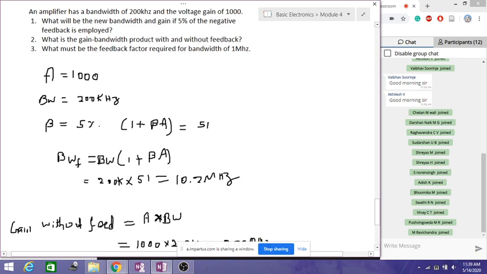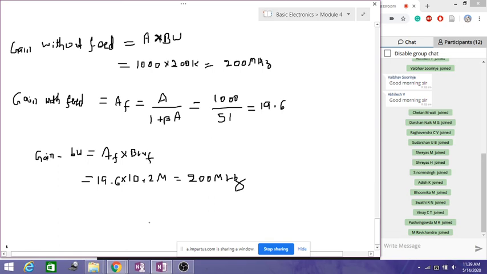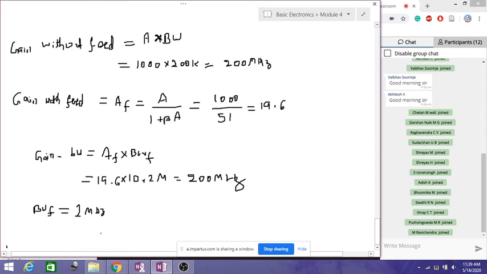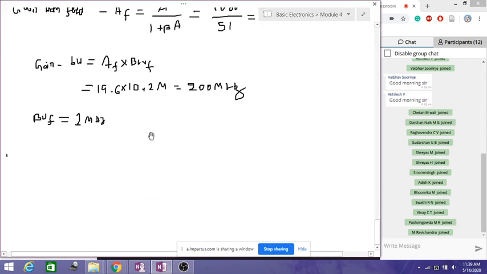And the third one is, what must be the feedback factor required for a bandwidth of 1 megahertz? So with feedback we need to have the bandwidth of 1 megahertz. What should be the feedback factor, that is beta, that we need to calculate? To calculate beta here, it's a reverse process.